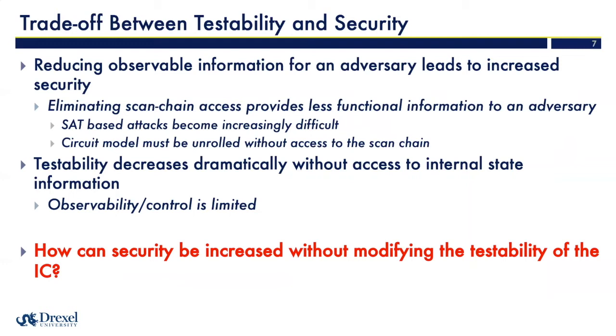So reducing observable information would make it more secure because an adversary would have less information. For example, if you eliminate the scan chain data, it becomes more difficult to execute a SAT-based attack because now the adversary has to search through different circuit states. So unrolling the circuit is the only way to create a combinational model of the circuit. Whereas testability would then be decreased, though, because you have less observability and controllability within the IC itself. So the question then is, how can security be increased without modifying the testability of the IC?